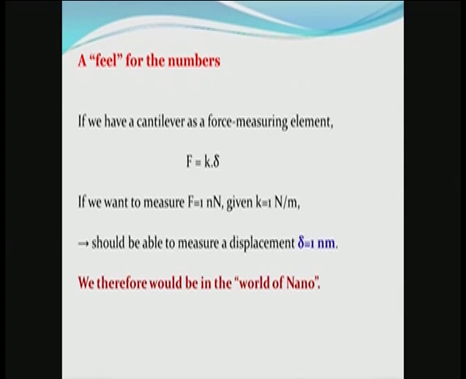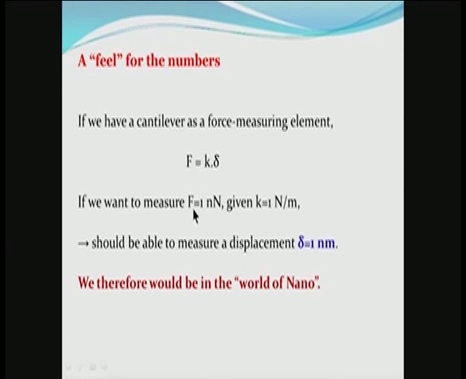So, let us get a feel for the numbers. If we have a cantilever as a force measuring element, then F is equal to K into delta. Force is equal to spring constant multiplied by the displacement. So, this is just the simple harmonic relationship. This is a simple harmonic vibrator.